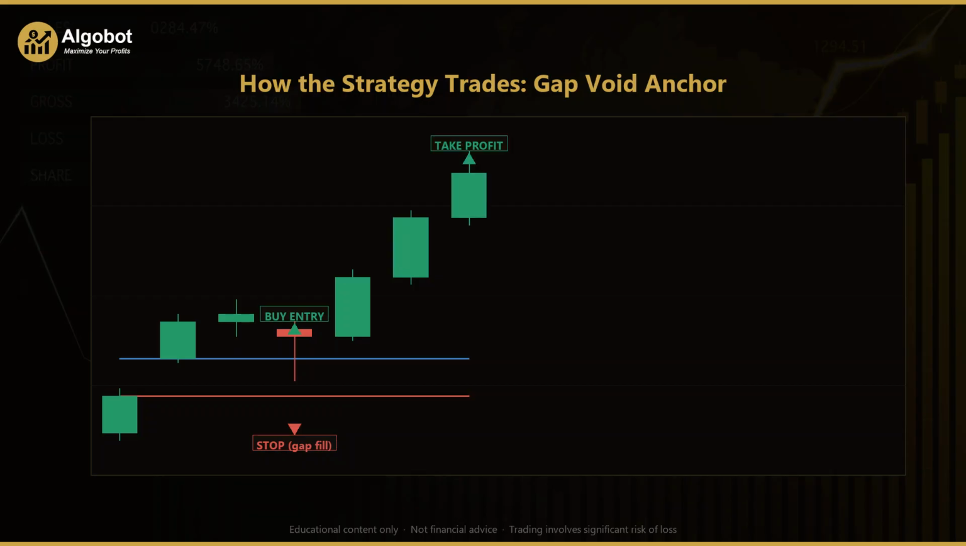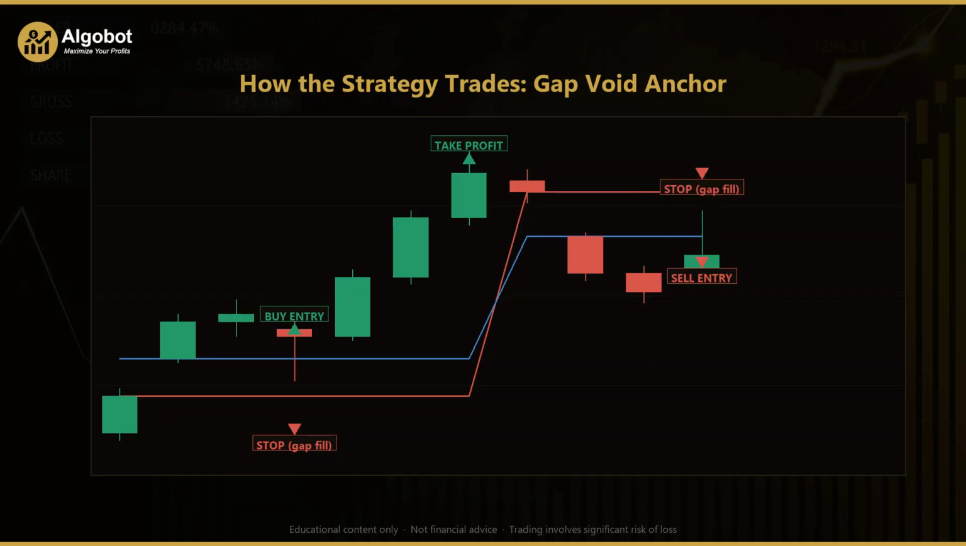It waits. On the third candle, price pulls back and dips down into the void, yet the candle closes back above the gap origin and finishes bullish. That is the defended retest, so the buy entry signals here. The stop is placed just below the gap origin, because a full fill of the void would invalidate the idea, and the take profit sits at twice the measured risk. Over the next few candles, price continues upward and reaches the take profit level near 10912.